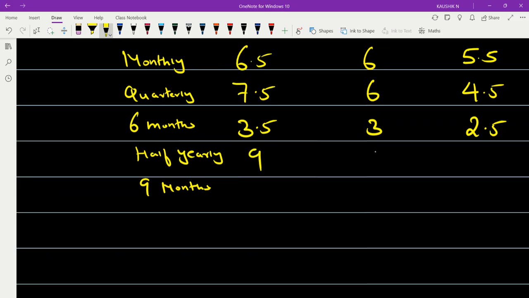Coming to half yearly: 9 in the beginning, 6 in the middle, and 3 towards the end. Now coming up to 9 months, it is 5, 4.5, and 4. You will understand? Can you understand? Okay, just take down the values.